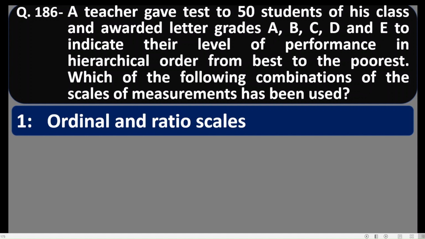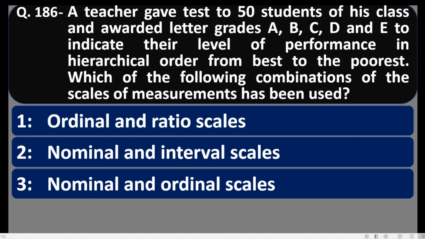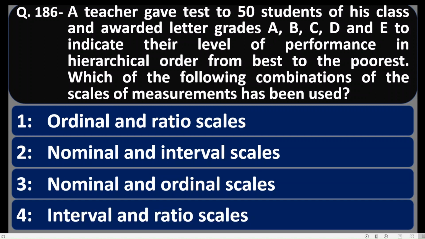Number 1, ordinal and ratio scales, nominal and interval scales, nominal and ordinal scales, interval and ratio scales. Friends, here two scales are used. First, A, B, C, D, and E grades are given to the students on the basis of their performance. So, these grades are for categorizing the students in different categories. So, it is nominal scale.